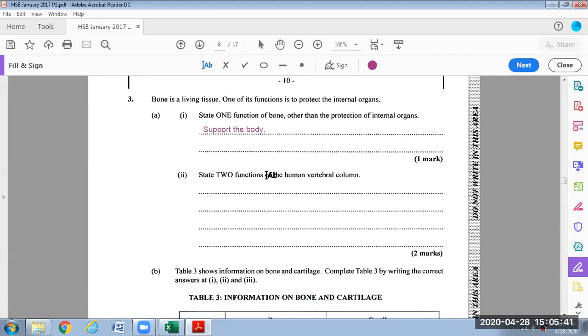State two functions of the human vertebral column. Why do we need our backbone? Protection of the spinal cord. Protects the spinal cord. Miss, and to transmit body weight in walking and standing. Yeah, and what about posture? Because without the backbone, how will we sit upright? How will we stand? So it helps with posture.